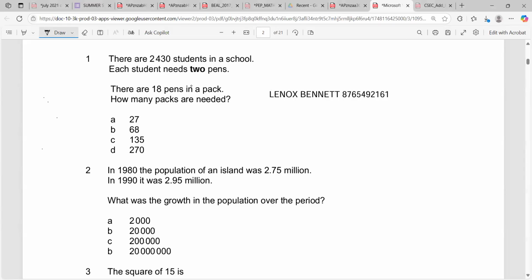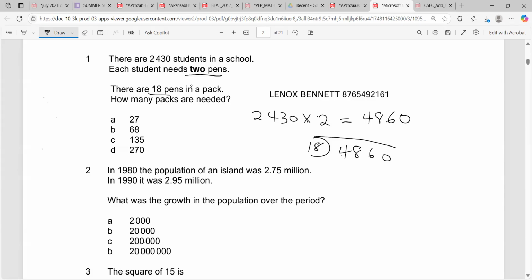All right. There are 2,430 students in a school. Each student needs 2 pens. So if each student needs 2 pens, we could just times this by 2. That's all. 4,860 is the total number of pens needed. And if 18 come in a pack, all we have to do is divide this by 18.